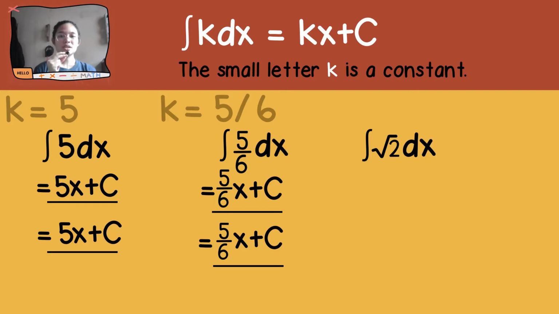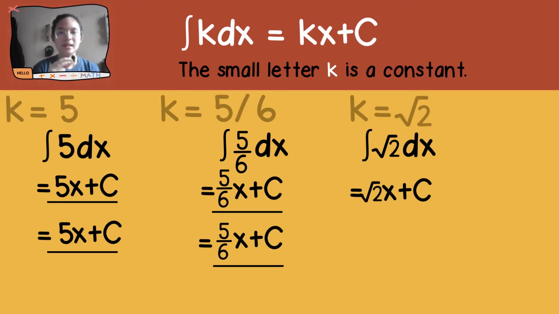We have the integration of square root of 2 dx. In order to solve this, all you have to do is find the value of letter k, which is the square root of 2. And now, using the formula kx plus c, go ahead and substitute the value of letter k with the square root of 2. Now, keep in mind that the x plus c should never be considered as a radicand. It should be placed outside of the square root symbol. Now, we have a final answer of the square root of 2x plus c.